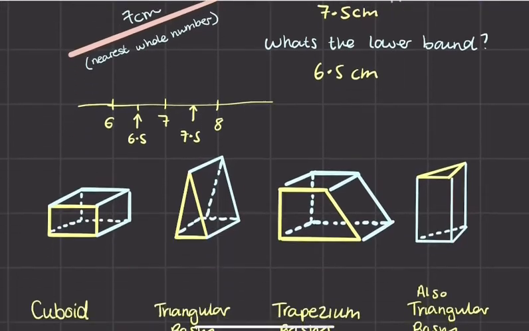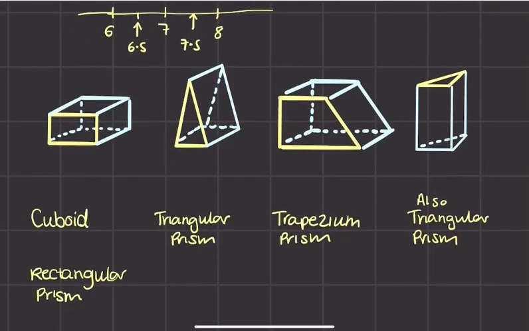Okay. We also looked at these shapes here. These are called prisms. What's special about them is they have the same cross section the whole way through. So here we've got a cuboid, or sometimes you could call it a rectangular prism. We've got a triangular prism, trapezium prism. This one's also a triangular prism, but it's orientated differently, isn't it? It's like standing up there.